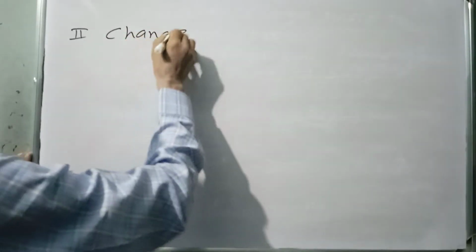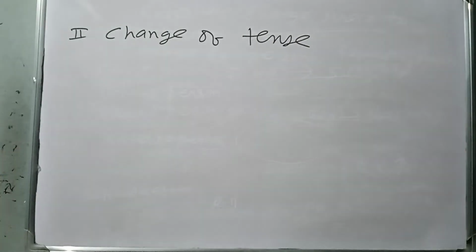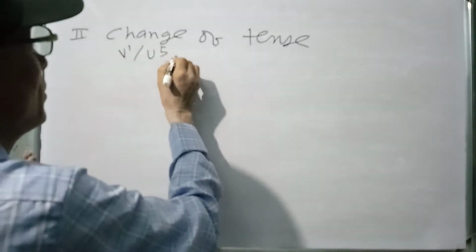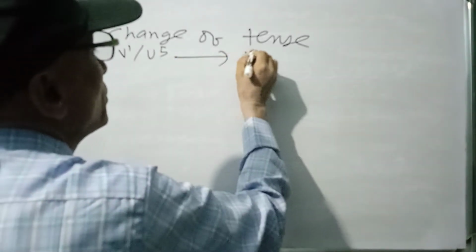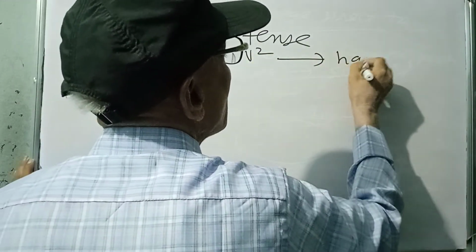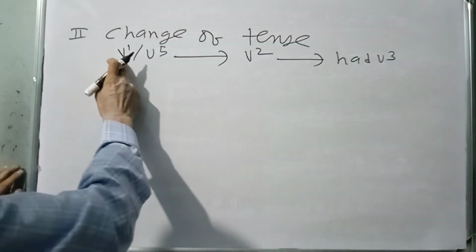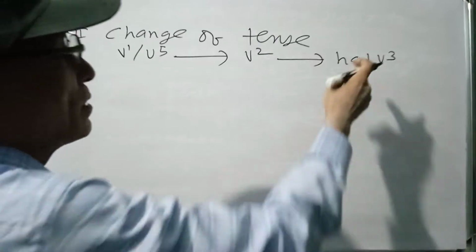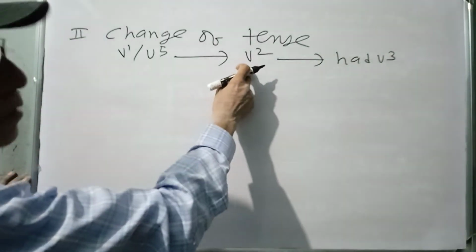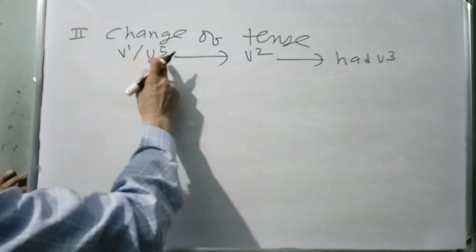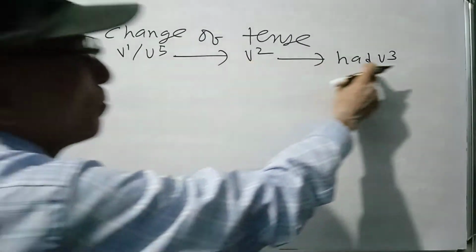Number two is change of tense. Since you are learning smart rules, I don't write very long sentences. If it is B1 or B5, present tense, it changes to B2, past tense. If there is B2, change into have plus B3, past perfect. To change indirect to direct, have plus B3 changes to B2, simple past or present perfect, and B2 changes to B1 or B5. But here, direct to indirect: B1 changes to B2, B2 changes to B3.